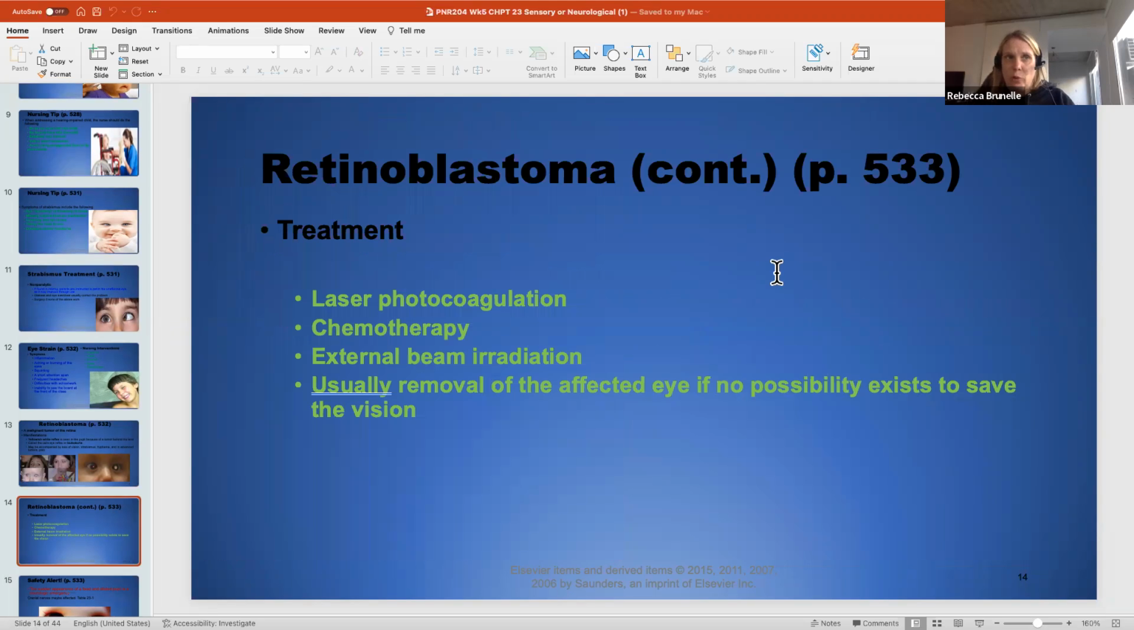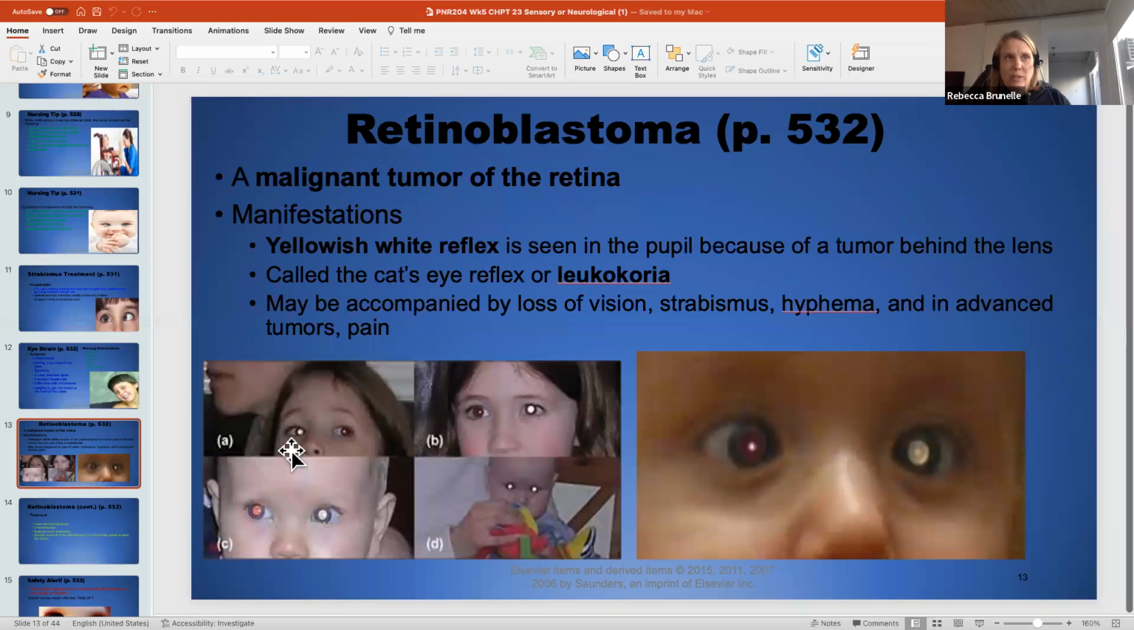So it is a treatable form of cancer. Treatments include laser photocoagulation therapy and chemotherapy, and the worst case scenario is they would actually have to remove the eye in order to remove the tumor, but that is not common. It usually responds to less invasive therapy. And then this is just to go back. You're looking at this, everyone where you have that whitish yellow, that's the retinoblastoma.